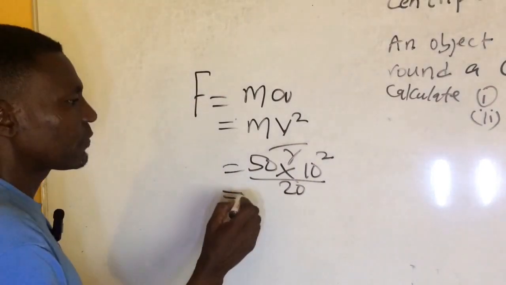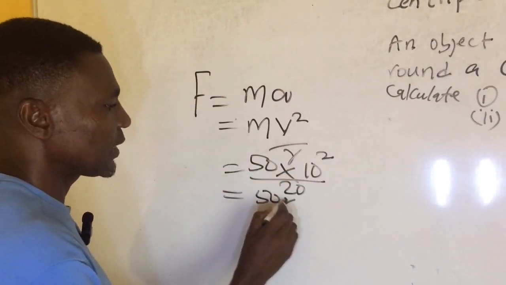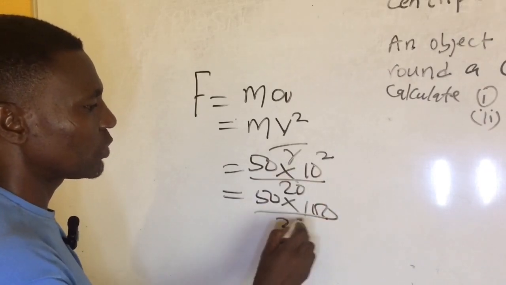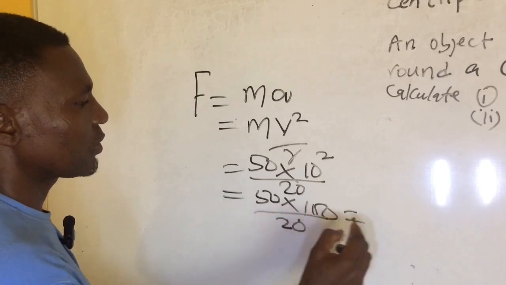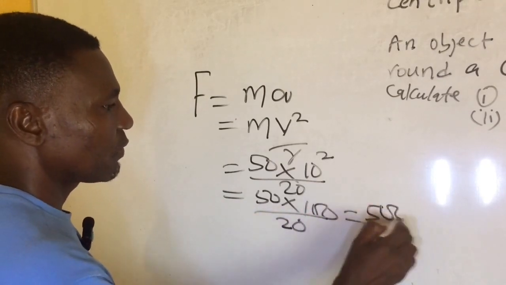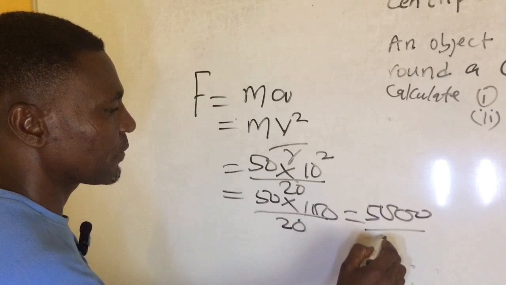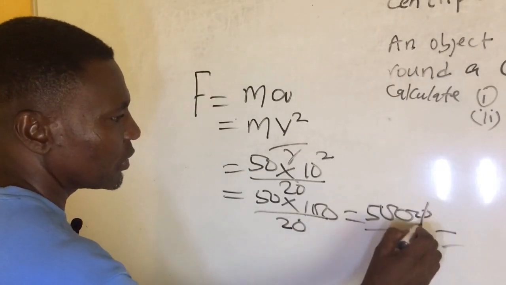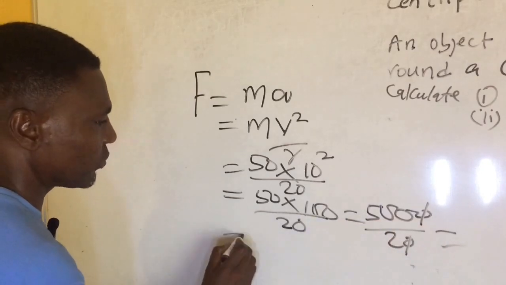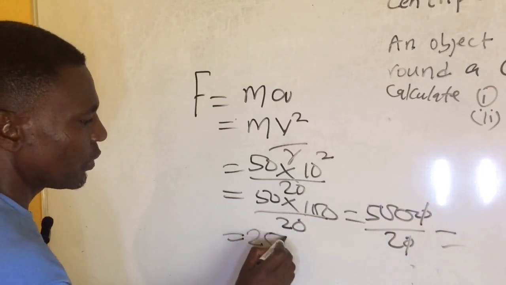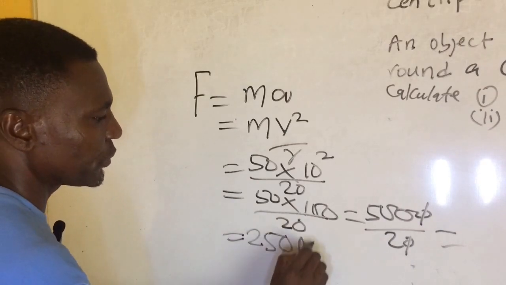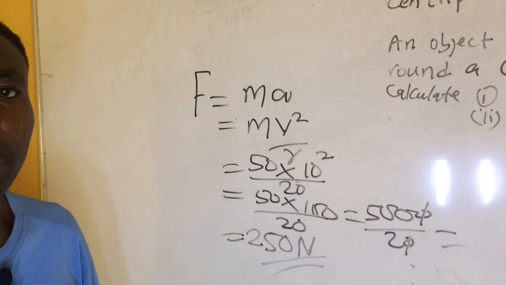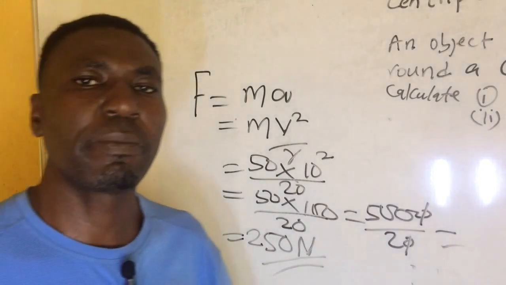Now we have 50 times 100, which is 5,000, over 20. 0 cancels 0, then 500 divided by 2 is 250. The unit of force is Newton. So this is the answer, the value of the centripetal force they're asking about.